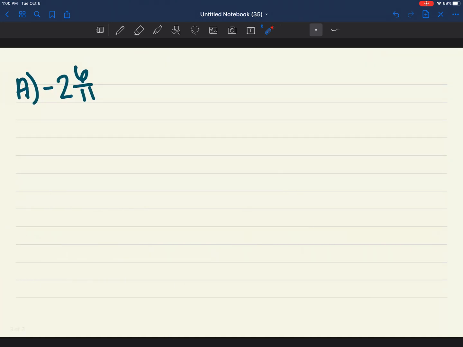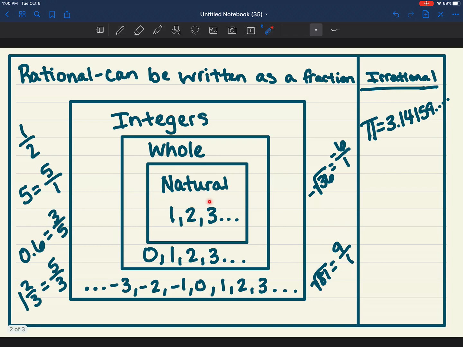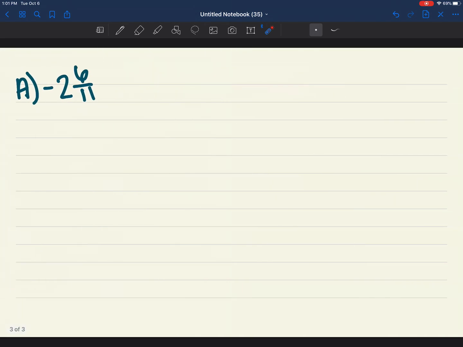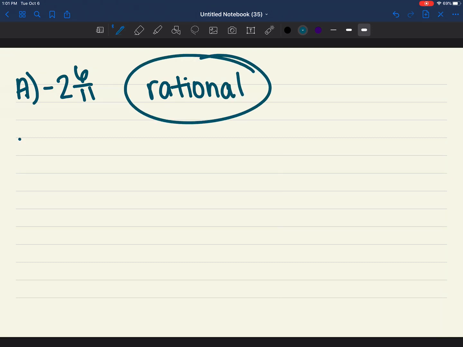So here's the first thing. What was the number I just gave you? Negative 2 and 6/11. Can that be a natural number? No, because it's not positive. Can it be a whole number? No, because again, it's not positive. Could it be an integer? No, because it's a fraction. So what's the only thing it could be? Rational number. Okay? So on this, we would say just a rational number.